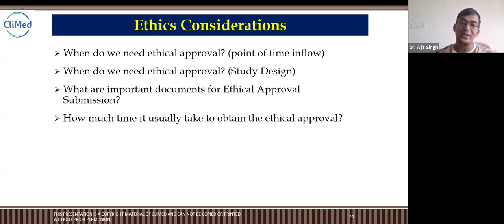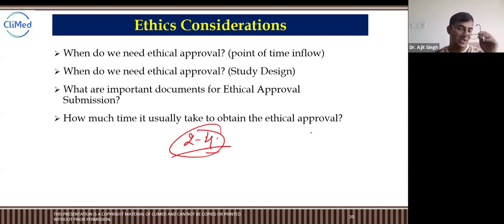How much time does it usually take to obtain an ethics approval? I'll tell you, you don't have to worry. Usually it takes 2 to 4 months. Some institutions take 2 months, some take 3 months. Majority it is 3 months, but somewhere 2 to 4 months you have to allow for the ethics approval. After submission, it will take around 2 to 4 months.